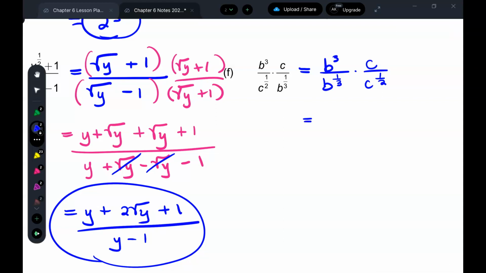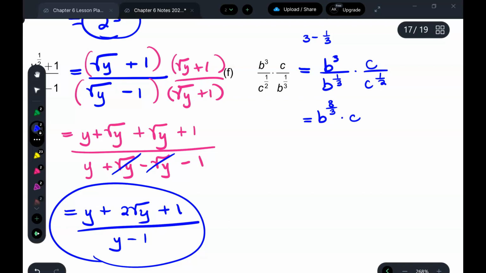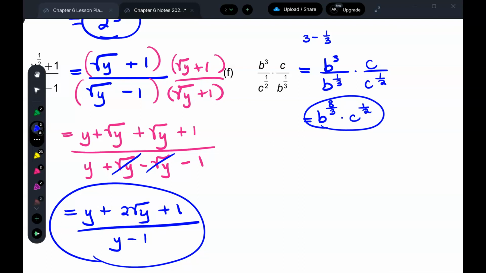All right, so what do we want to do? We want to take 3 minus 1/3. So the 2 and 2/3, which is, well, here, make this 9 over 3, so 8/3. And what do we get for c? C to the 1/2 power. Easy enough? That's it? Oh.